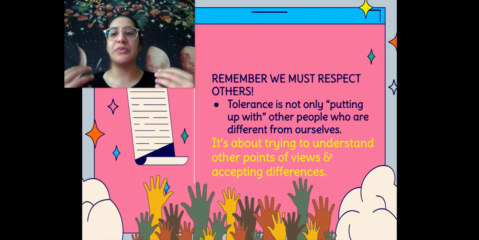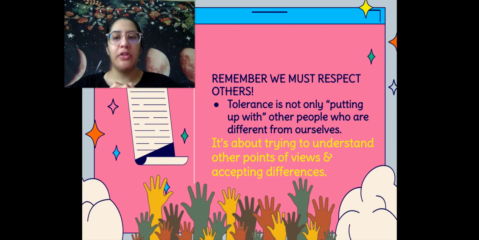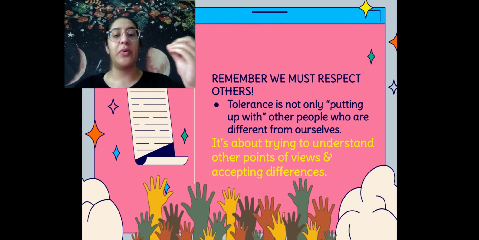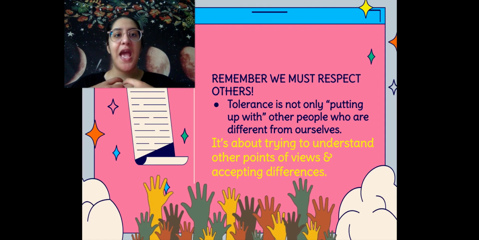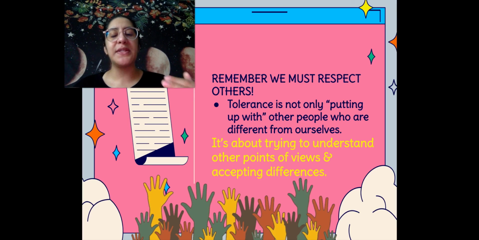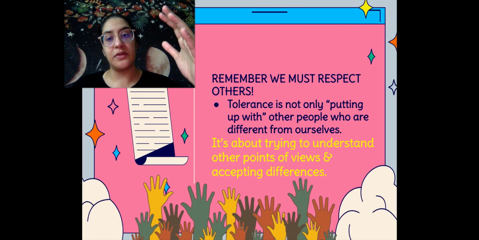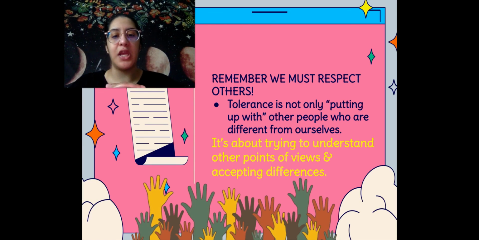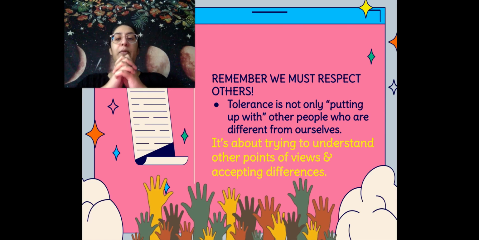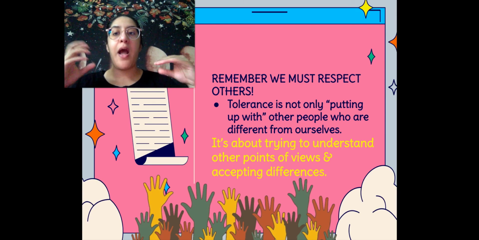And just in general, please remember that we must respect others. Tolerance is not only putting up with other people who are different than ourselves. It is about trying to understand other points of view and accepting those differences and making the world a better place for everyone to live. That's what citizenship is all about, that we respect our differences and we choose to actively learn and understand the other point of view so that we can make our community, our family, friends, the people in our lives, and the world as a whole a better place.